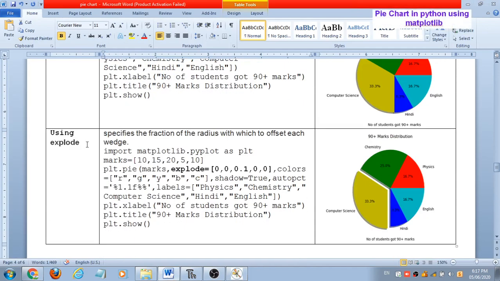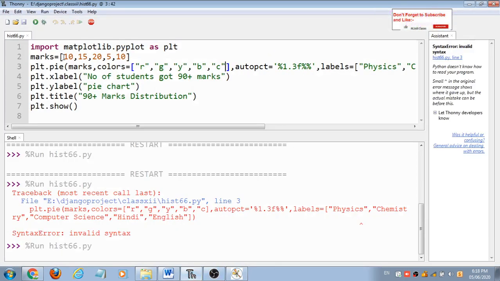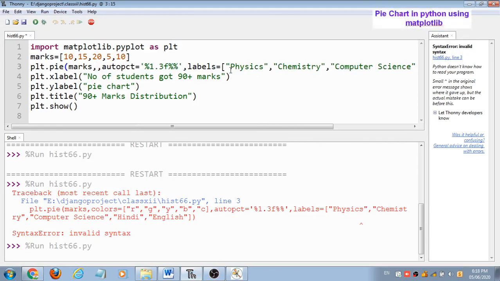And now there is also a very interesting argument called explode. Suppose you want some slice to come outside the pie chart, something like this figure. This is called explode. We can define the value of explode for each distribution value. Suppose I am just deleting this.